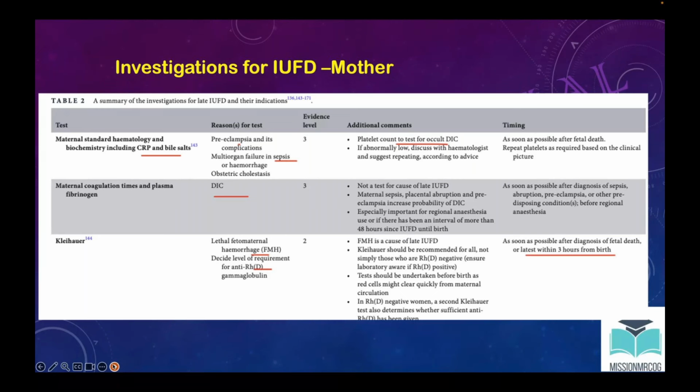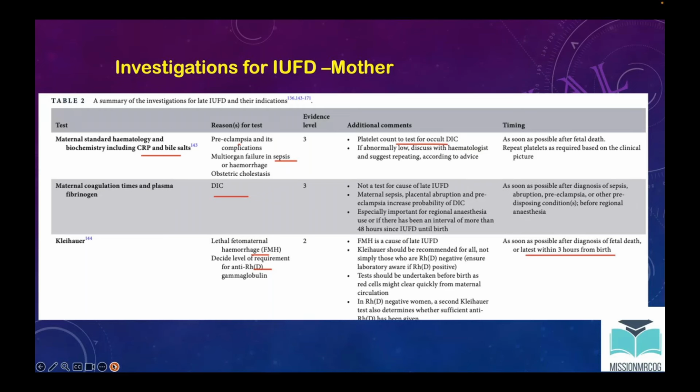Test for maternal hematology and biochemistry, CRP and bile salts. Why are we doing it? If the patient has preeclampsia or sepsis or cholestasis. Apart from this, another test is for maternal coagulation time or plasma fibrinogen if the patient has developed DIC. Now the Kleihauer test, if there is a large fetal-maternal hemorrhage, then we have to find out how much anti-D has to be given.